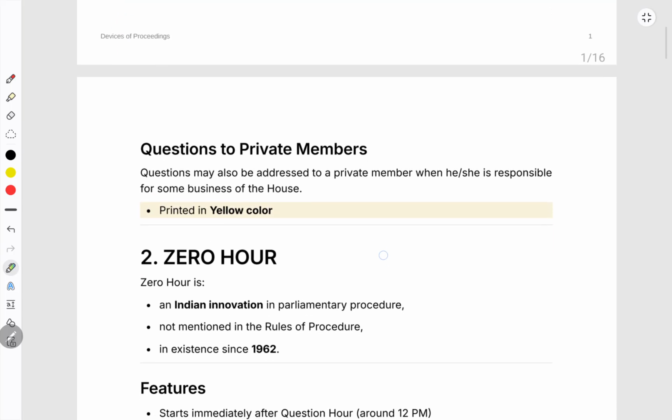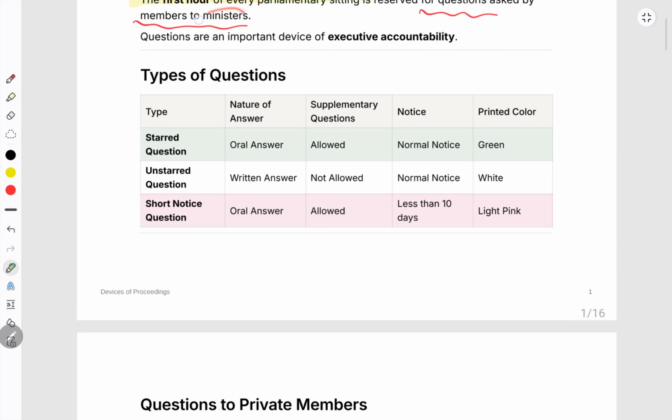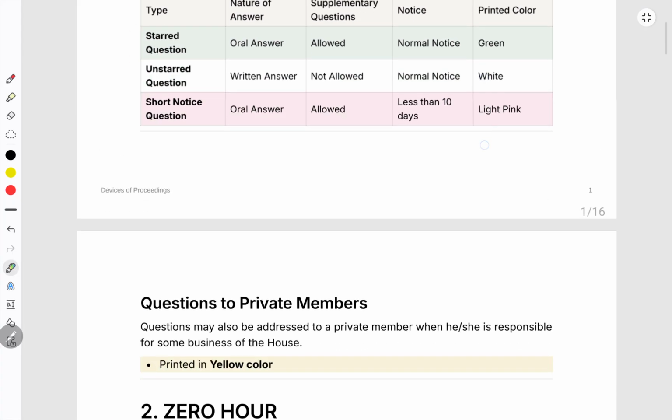Now there is one more type of questions to private members. तो ये जो था questions to the ministers था. If a question is asked to a private member when he or she is responsible for some business of the house, so that question is printed in yellow color. Okay, so keep this in mind.